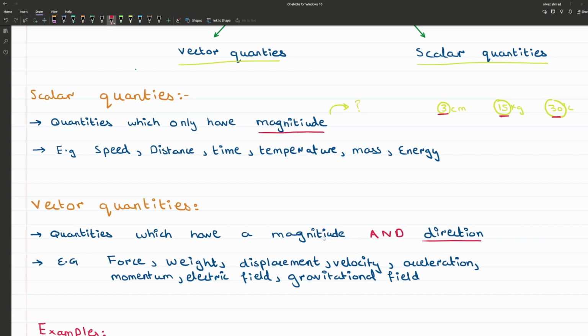Scalar quantities are the quantities which only have magnitude, which is why, for example, we've got speed, distance, time, temperature, mass and energy as scalar quantities, because they only have magnitude.